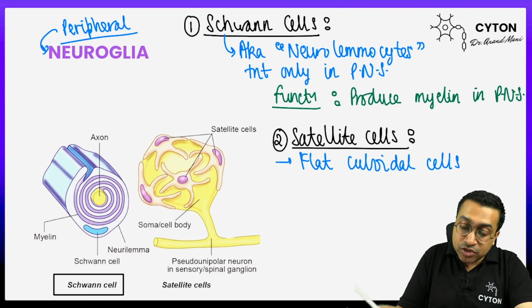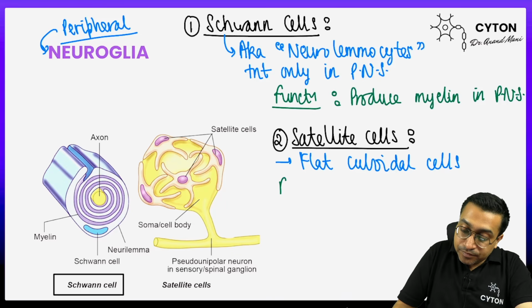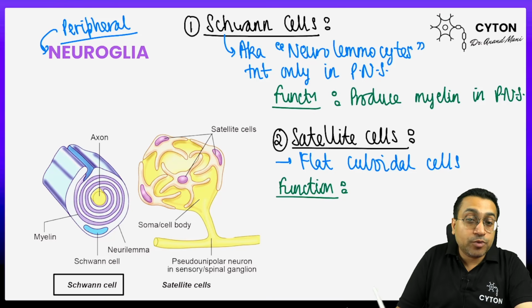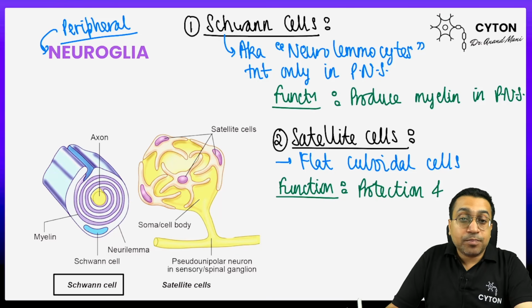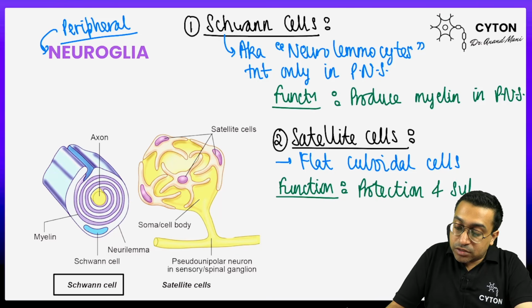So what is the function of these satellite cells? The function is protection and support of the ganglionic neurons.